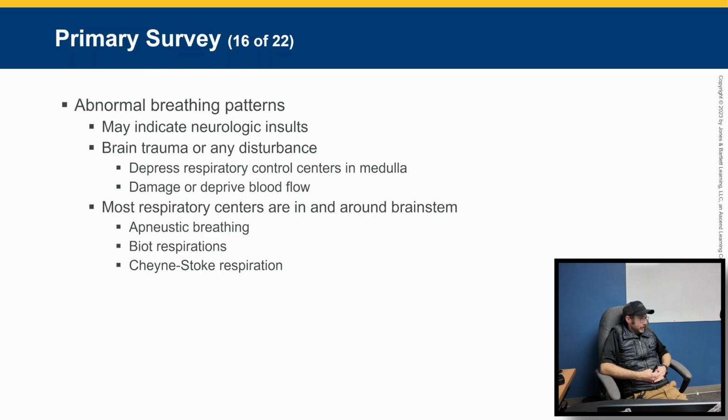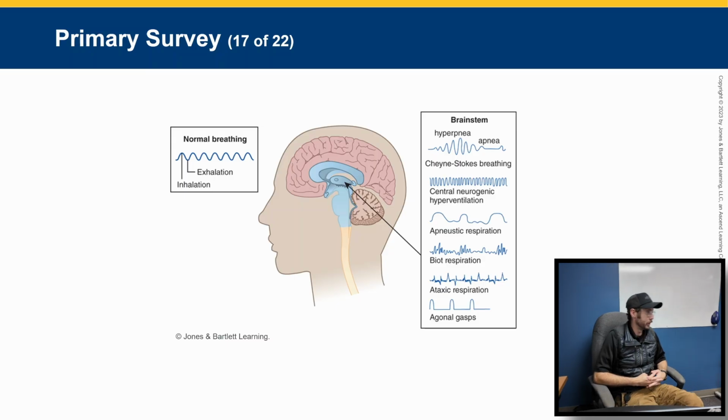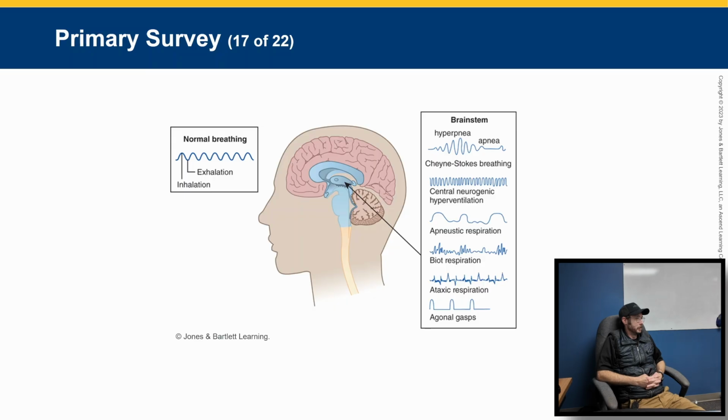Abnormal respiratory patterns. We talked about those a decent amount the other day. Anybody having questions about the different patterns? This is actually a pretty good diagram, a good visualization of all those patterns. I actually like this picture. It does a pretty good job.